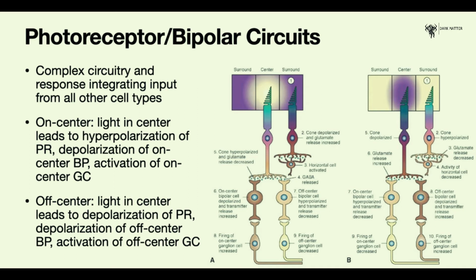Each photoreceptor is connected to an on-center and an off-center bipolar cell. So in the dark, when the photoreceptor is depolarized, it releases the neurotransmitter glutamate at the synapse, and this hyperpolarizes the on-center bipolar cell and depolarizes the off-center bipolar cell. When a light falls on the center of a photoreceptor, the photoreceptor is hyperpolarized, so it releases a lot less glutamate, which then allows the on-center bipolar cell to be depolarized and the off-center bipolar cell to be hyperpolarized.